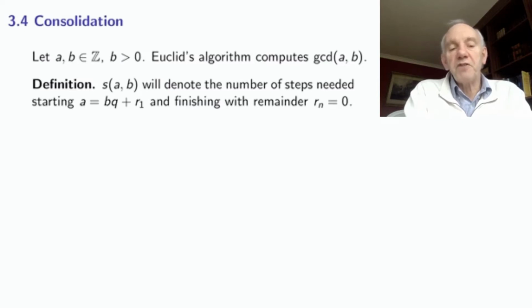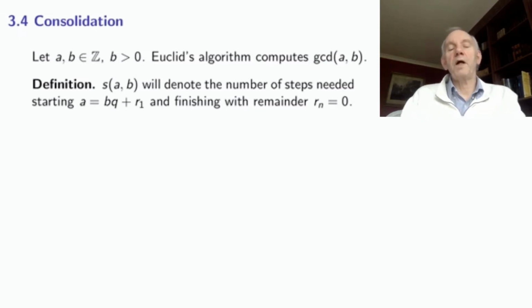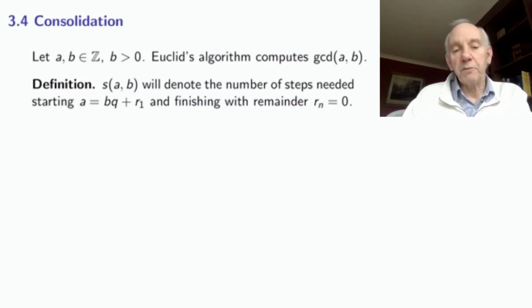So the idea is the first line will write a as a quotient times b plus a first remainder, and then we'll keep going, and eventually we'll have a 0 remainder. If r_n is the first remainder that's 0, then s(a,b) is equal to n. Okay, now I can explain this better with some examples.